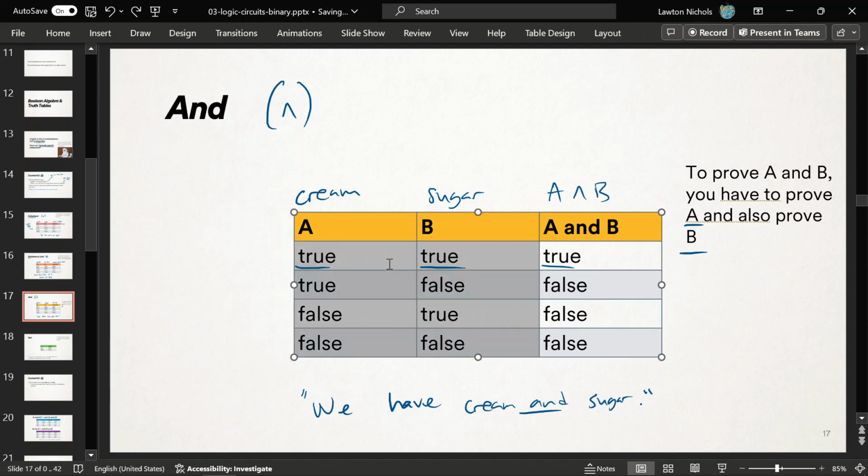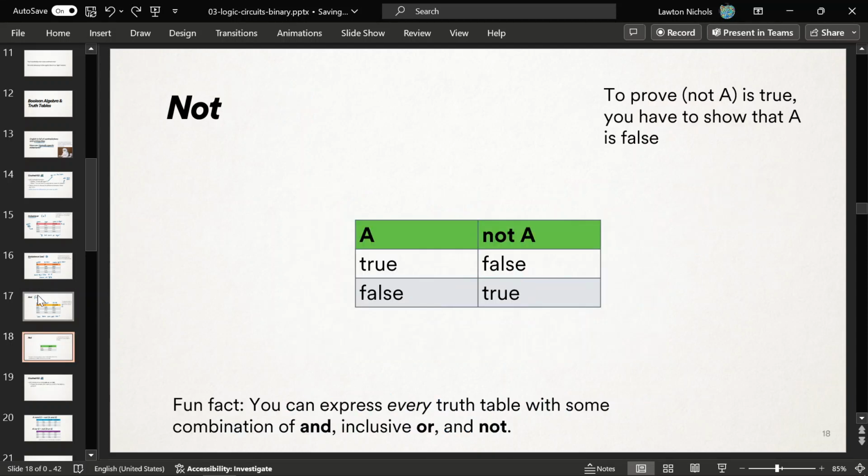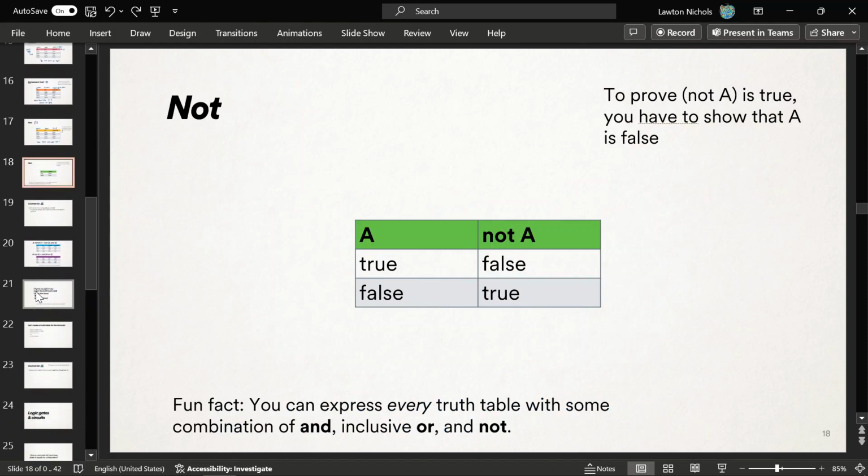This is just every combination of true and false over here, and this is what the output is of the and operation. Okay. Next, probably the simplest one because it only works on one thing. It's called not, or logical negation, we say.